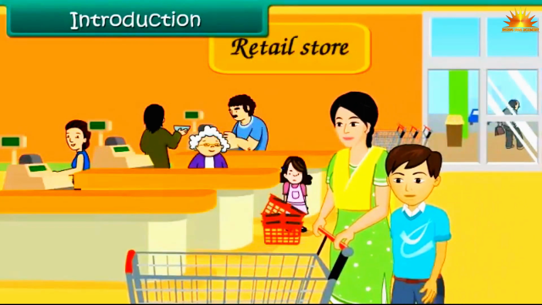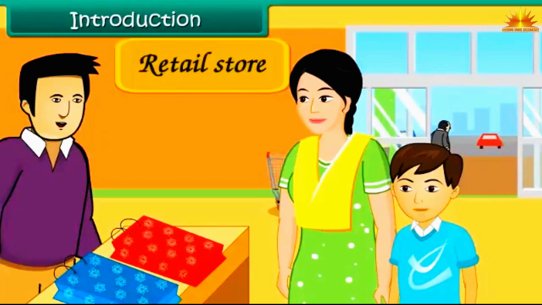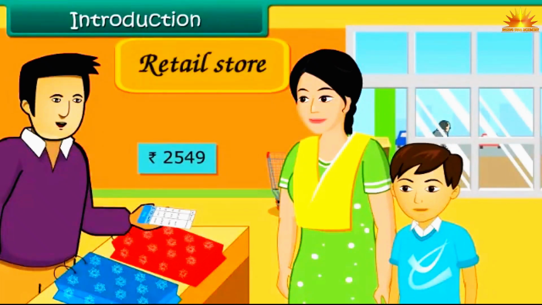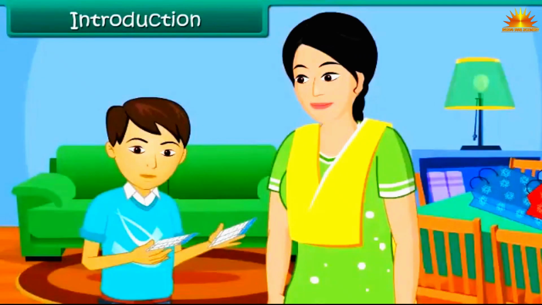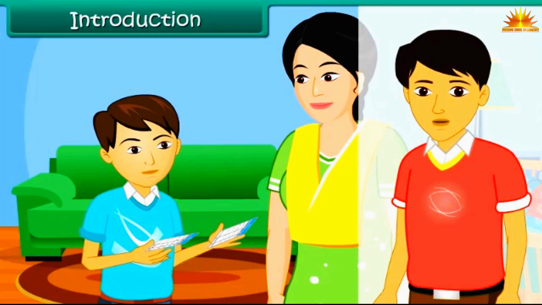That evening, Mother and Anuj visited the shop. Anuj bought 2 shirts for rupees 2,549. Her mother bought some grocery items and the bill amounted to rupees 2,350. At home, he compared the total amount of the 2 bills. He told that his shirt's cost was more than all the grocery items. How was he able to tell?